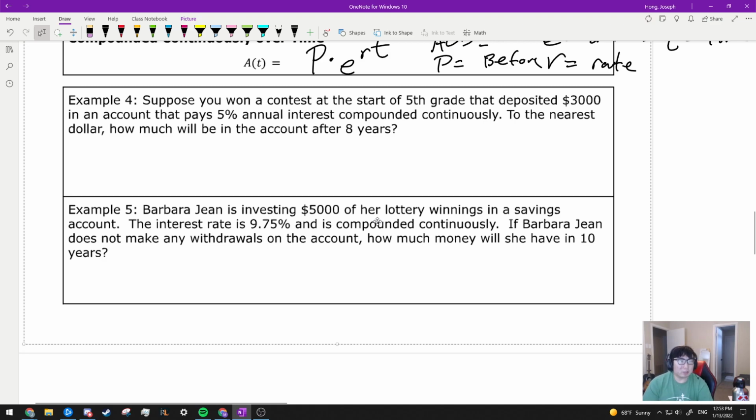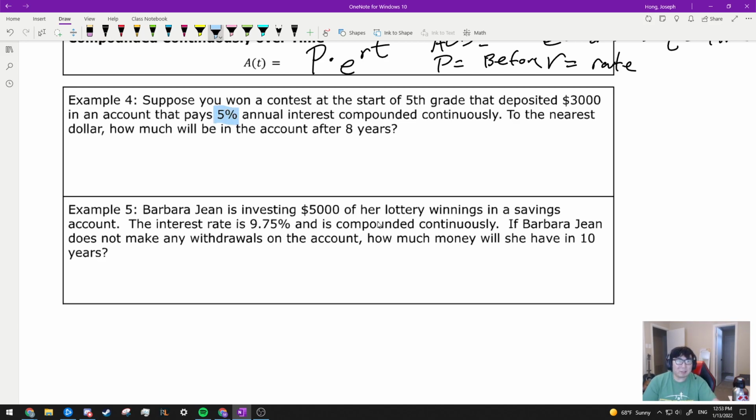So example 4 says, suppose that you won a contest in the 5th grade and you deposit $3,000 into your account at 5% annual interest, compounded continuously. The compounded continuously part is how you know that we're going to be using PERT. So to the nearest dollar, how much money would you have after 8 years? So I have to label all these things. The rate is going to be 0.05, the investment is going to be $3,000, and 8 years.